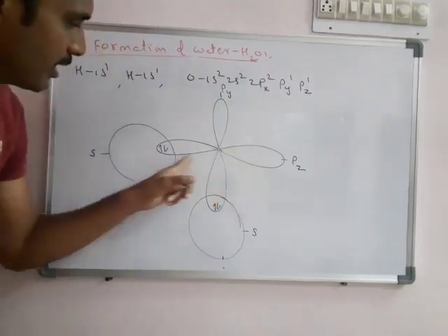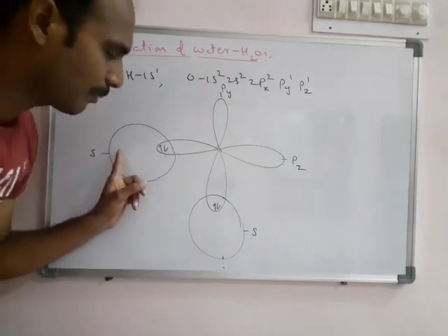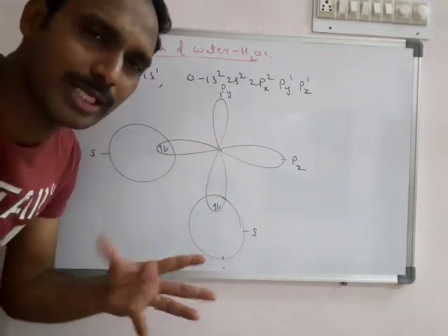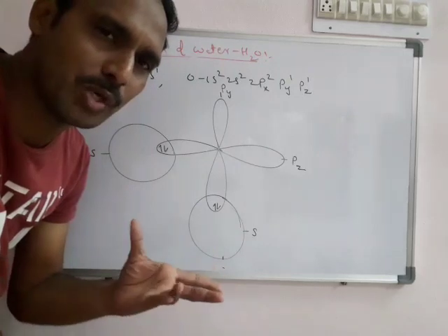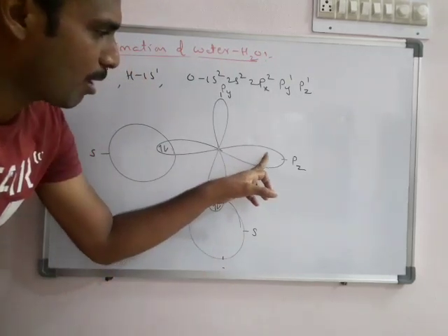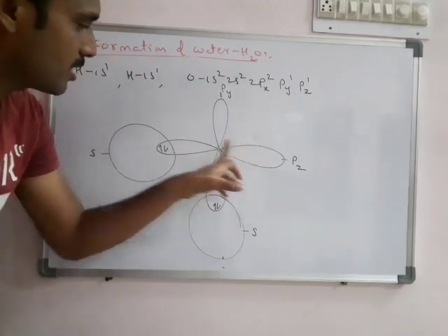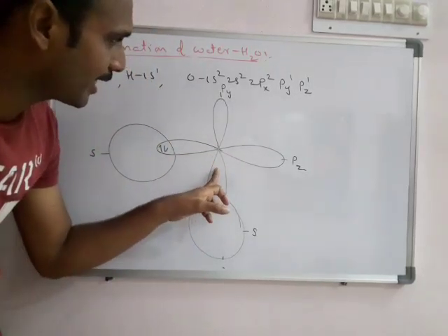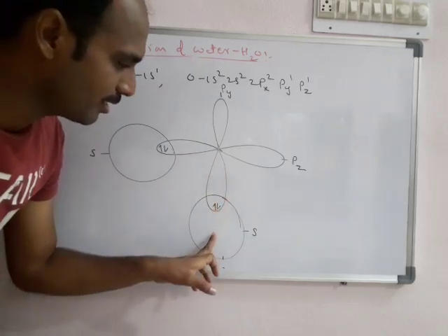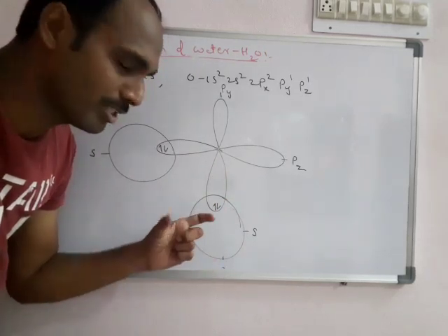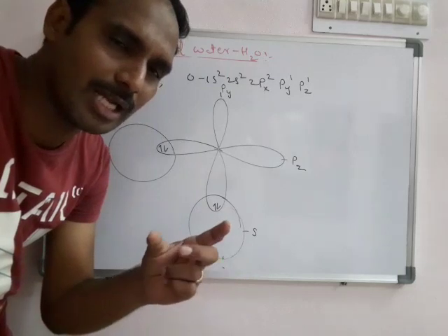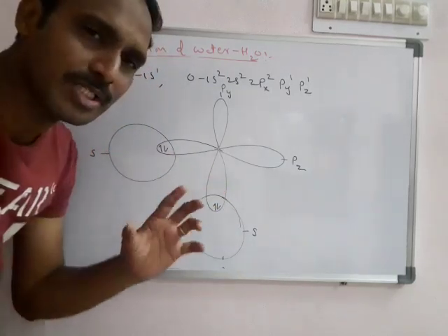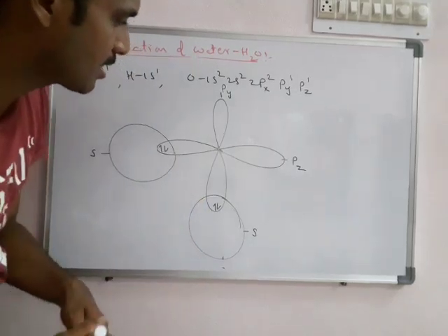Here py and pz each link up with a separate hydrogen, so there is no confusion. So one sigma bond is formed between the oxygen and one hydrogen. The second sigma bond is formed between the same oxygen and the other hydrogen. Here there is one oxygen atom and two hydrogen atoms, so there is no formation of sideways overlapping.